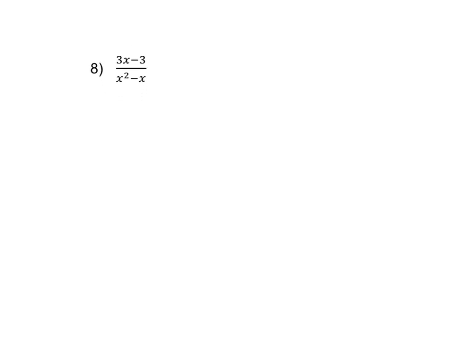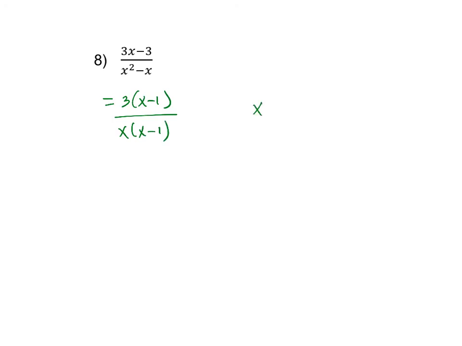Let's see the next one. Again, I'm going to start by factoring out. So 3 times x minus 1 divided by x times x minus 1. My restriction, before I simplify, I want to state those restrictions, is where x minus 1 times x equals 0.